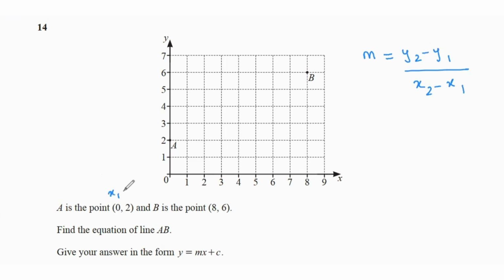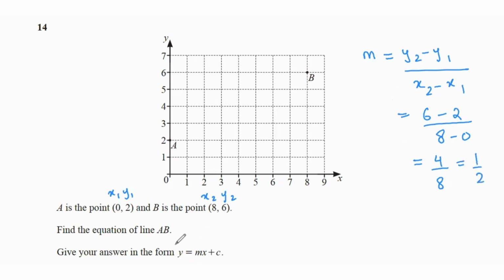This is your x1, y1. This is your x2, y2. You could have also written it the opposite way. A could have been x2, y2, and B could have been x1, y1. There is no restriction on that. However, you cannot mix it up. Like you can't say that A is x1 and y2, and B is x2 and y1. That's wrong. If you're picking one point, the coordinates of that point are going to be either x1, y1 or x2, y2. So keeping that in mind, it's going to be 6 minus 2 over 8 minus 0, which is 4 over 8. And that simplifies to 1 over 2.